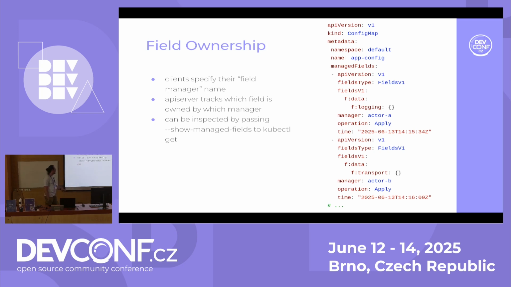Like for example, from the example before, the first actor owns the logging field inside of the data field inside of this config map. And you can even see this was added by an apply operation and at that time. And the other actor has the same information about his field.